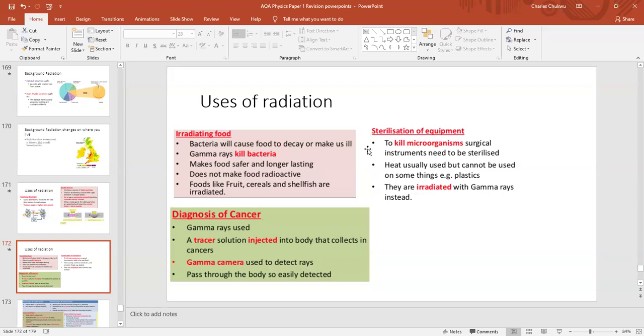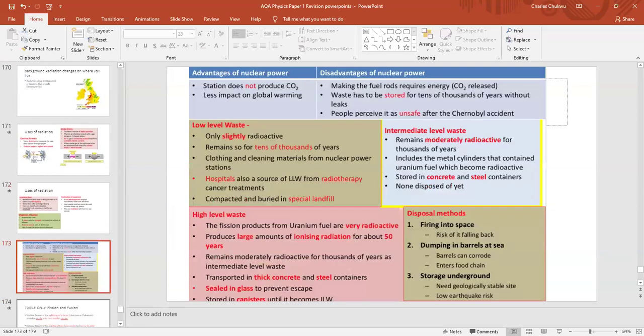Okay, so sterilization of equipment, of course, can kill bacteria and other microorganisms on surgical equipment that needs to be sterilized before use. Heat is usually used, but cannot be used on some things like plastics. Yeah, we would definitely melt it. So they are irradiated with gamma rays instead. Okay.